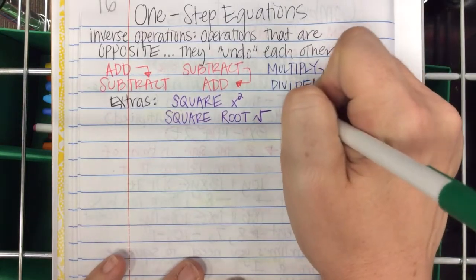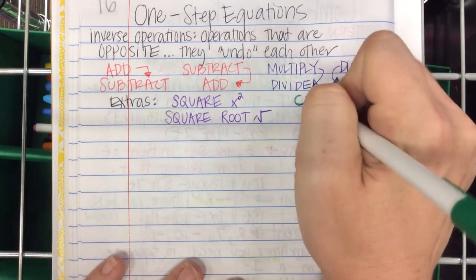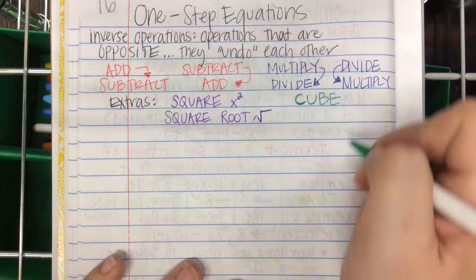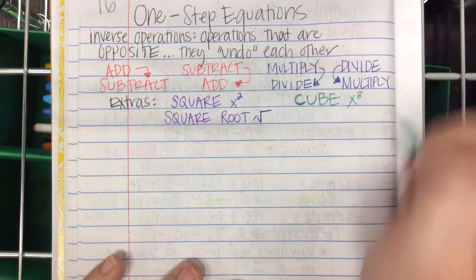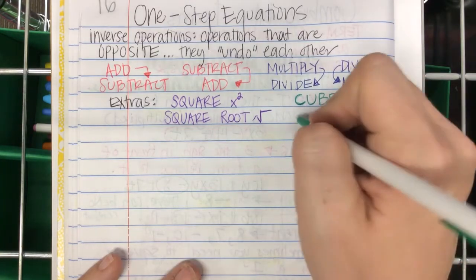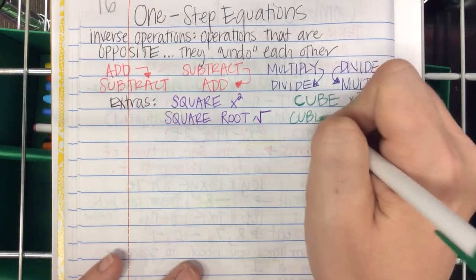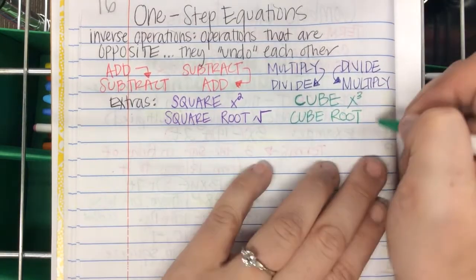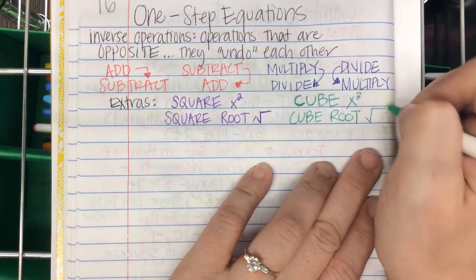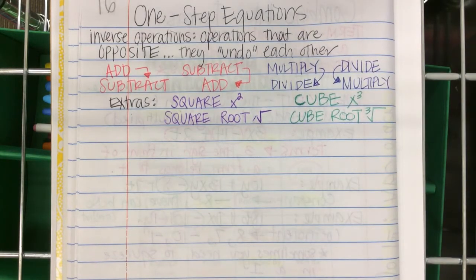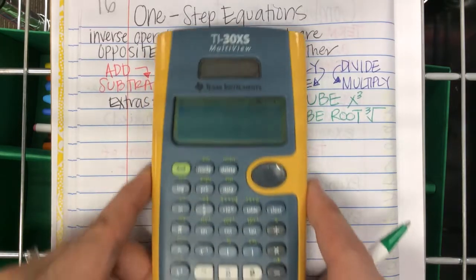Here's another one that you might not know. If something is cubed, meaning it's got an exponent of 3, the inverse is cube root, which is the square root with a 3 in front. The cube root button you accidentally almost use all the time.